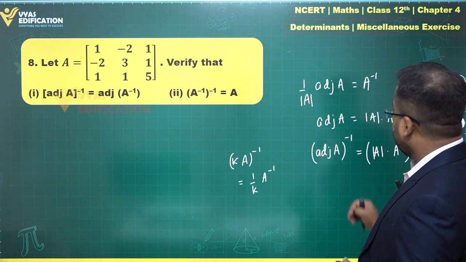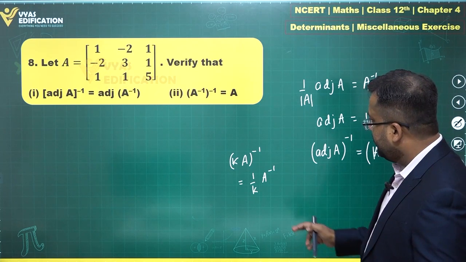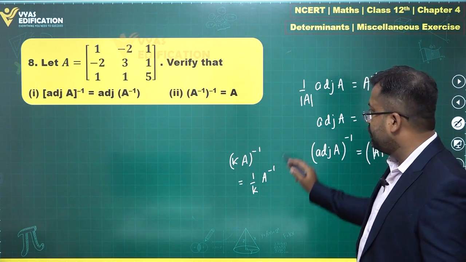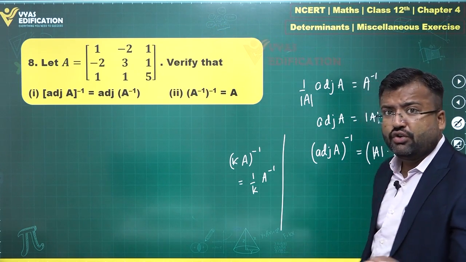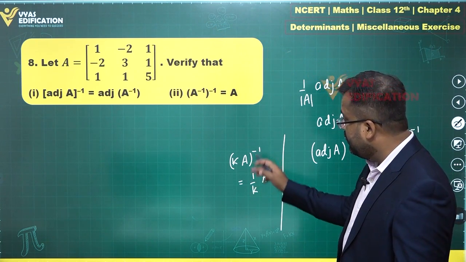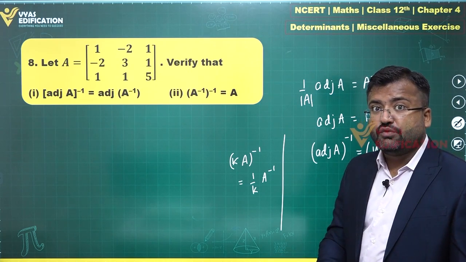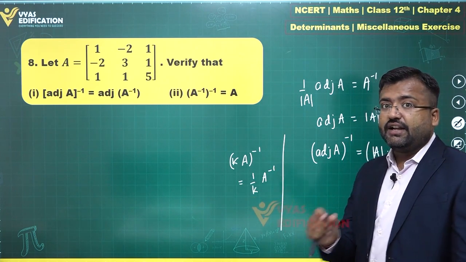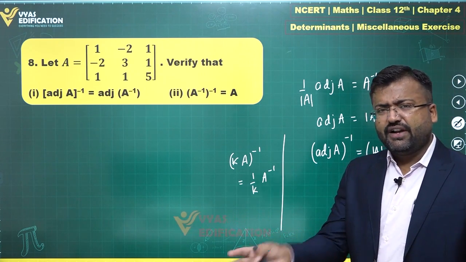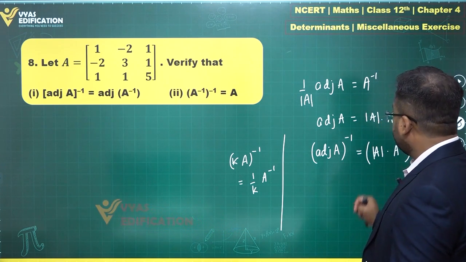So, this will convert to what? Let's observe. By the way, is this true? Yes, this is true. And you can prove that one as well, although it will require some more steps. But I'm not going into those details. K A whole inverse is 1 upon K times A inverse. You can prove this with the help of A times adjoint of A is equal to determinant of A times In. And instead of A, you can take K A and find the inverse and all. Let's focus on this one.